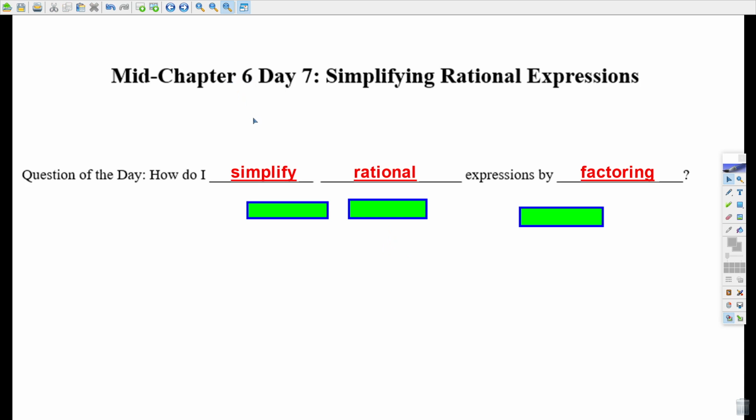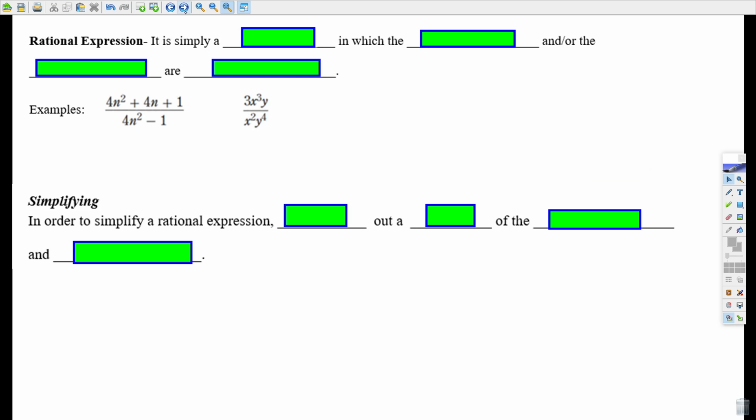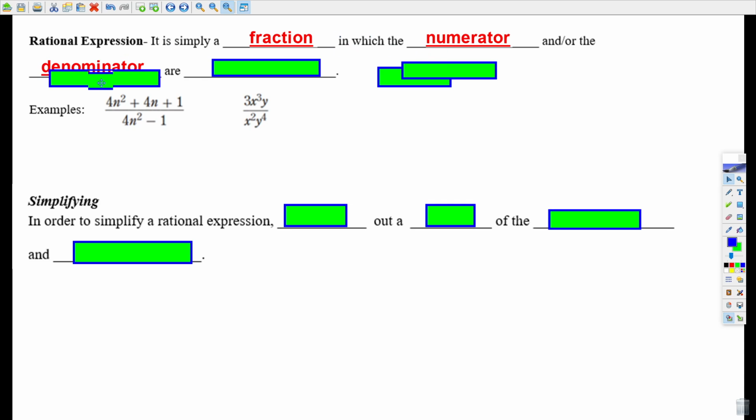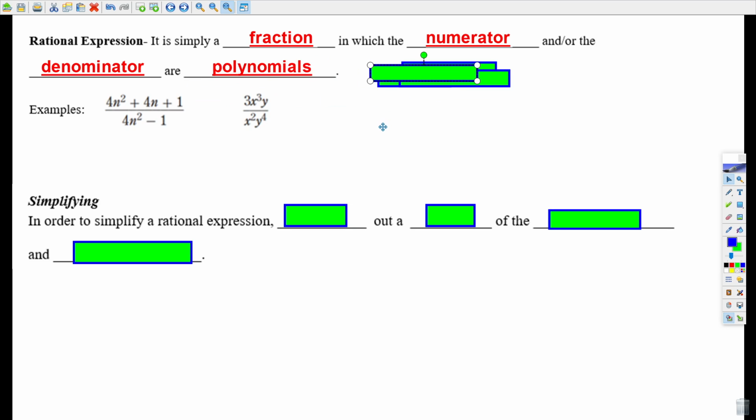So let's first talk about rational expressions here. What is a rational expression? I know it sounds fancy, but it's really not that big of a deal. It sounds difficult, but it's very, very simple. It's simply a fraction. That's where the rational comes from. In which the numerator, that's the top part, and/or the denominator are polynomials.